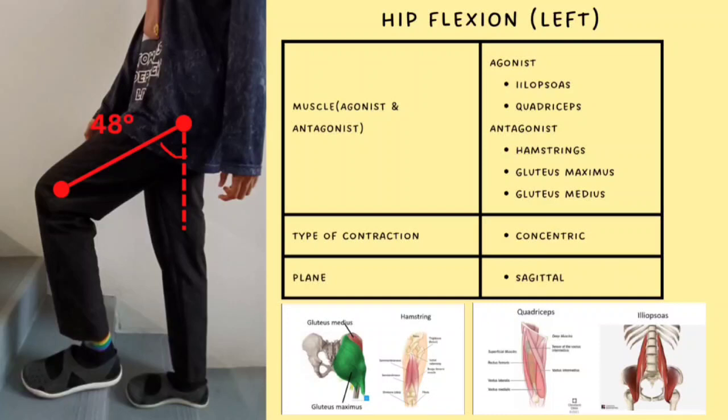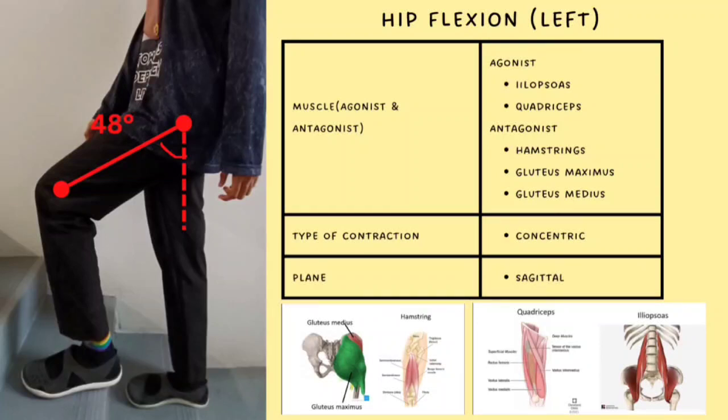The gluteus medius at the same time prevents the body from falling onto the unsupported side. As you can see, the range of motion of our hip joint on the right leg is 48 degrees in flexion. The muscles responsible as the agonist for hip flexion are iliopsoas and quadriceps, and the antagonists are going to be hamstring, gluteus maximus, and gluteus medius.